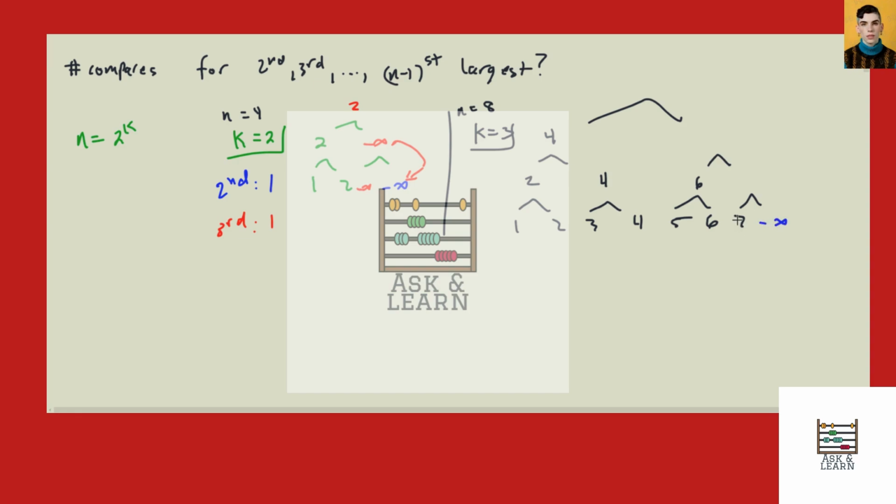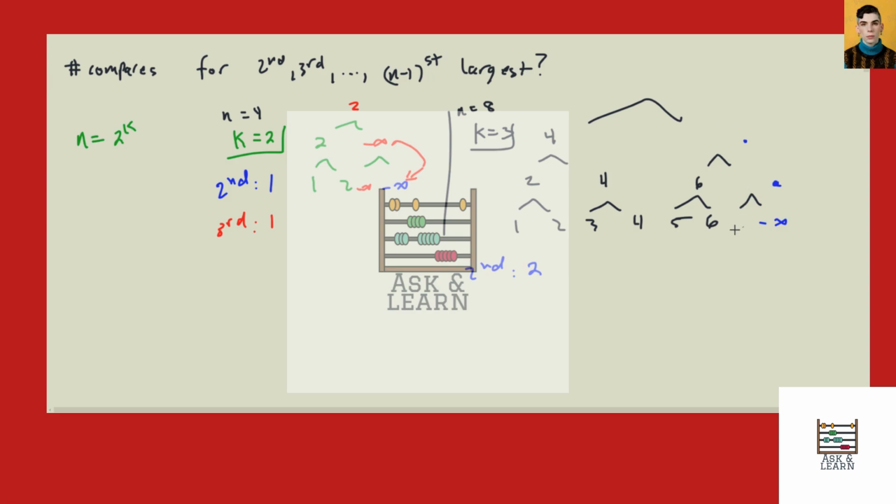Again, we don't need to compare 7 with negative infinity. So our first comparison is going to be here. 6 versus 7 gives us 7. Then we compare 4 and 7, and 7 wins. So to find our second largest here, that's going to be 2 comparisons. And just for good measure, you might already see a pattern for what this should be.